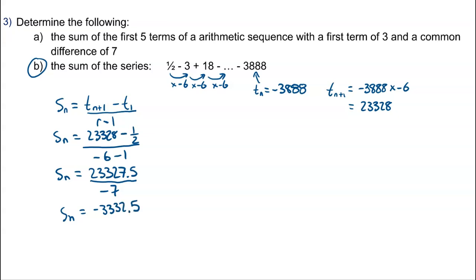3,332.5. Now the interesting thing here, as I already said, we have no idea how many terms are in there, but the other interesting thing is that sum is actually smaller than the last term. And the reason for that is because the sign is switching on every term. So the sum is smaller than the biggest term in the series.